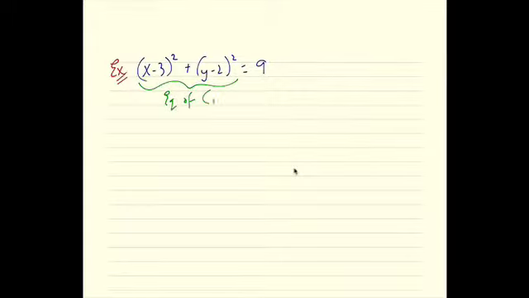Right, what was the circle there? It was x minus 3 all squared plus y minus 2 all squared equals 9. Okay, just a note here. This is an equation of a circle as well. With center.